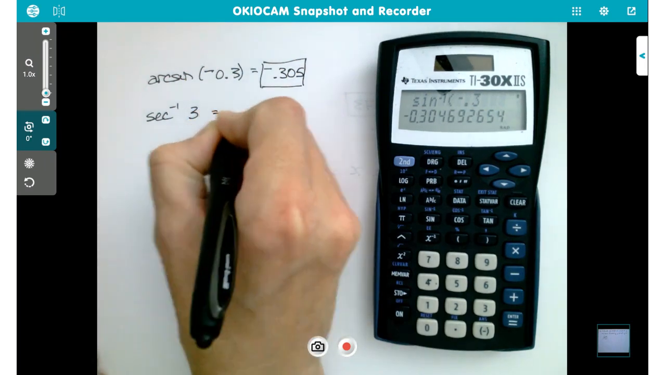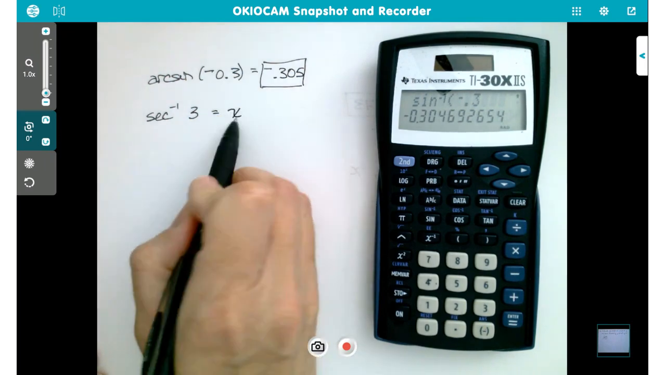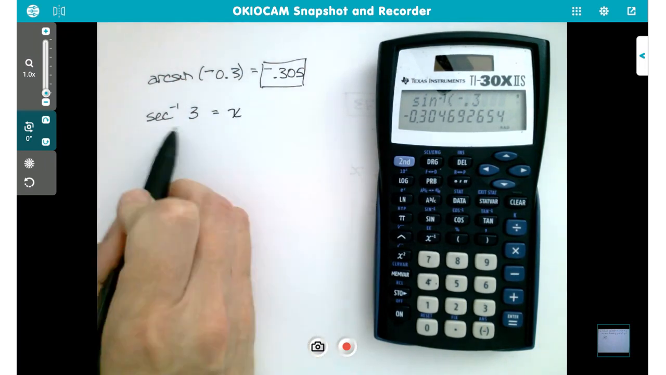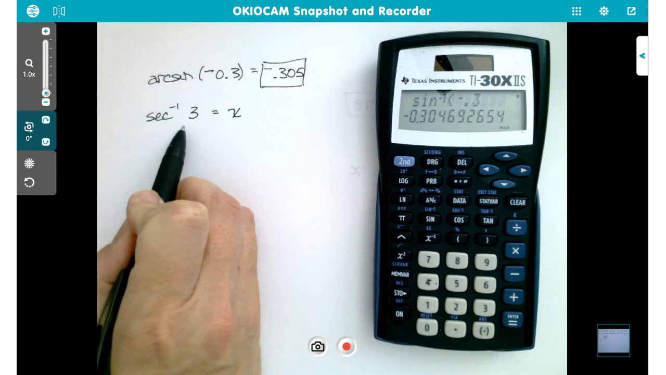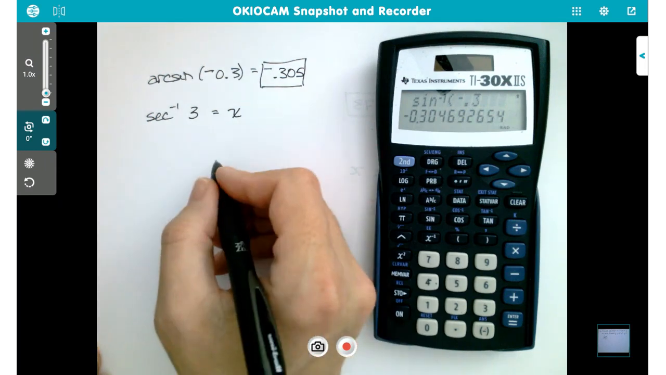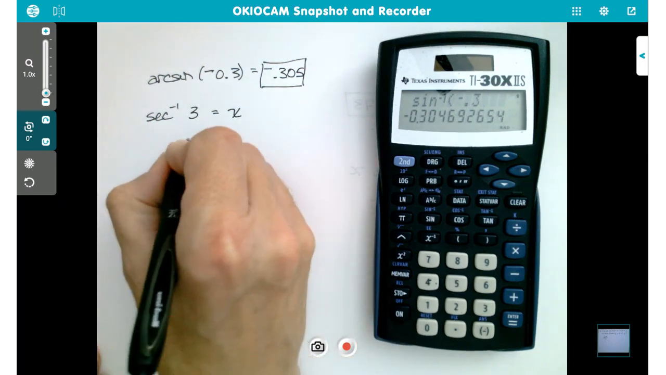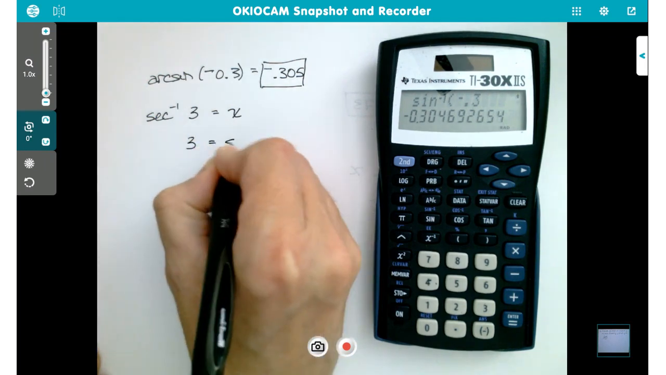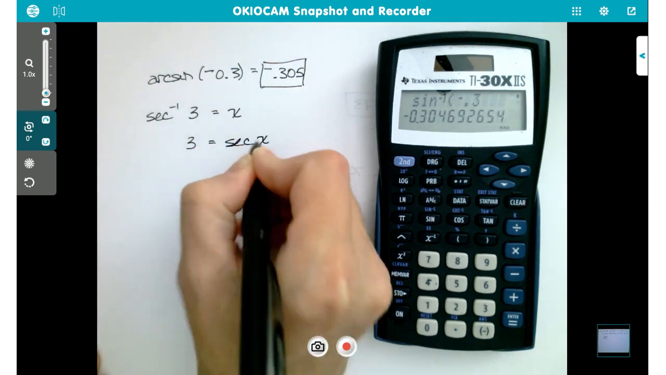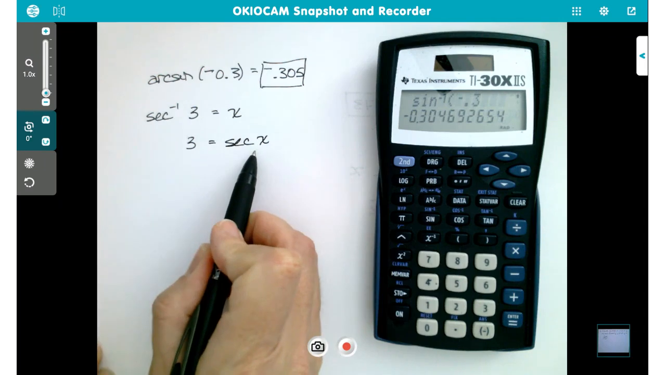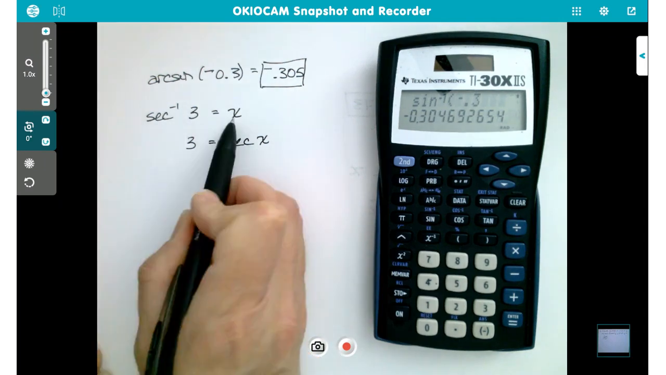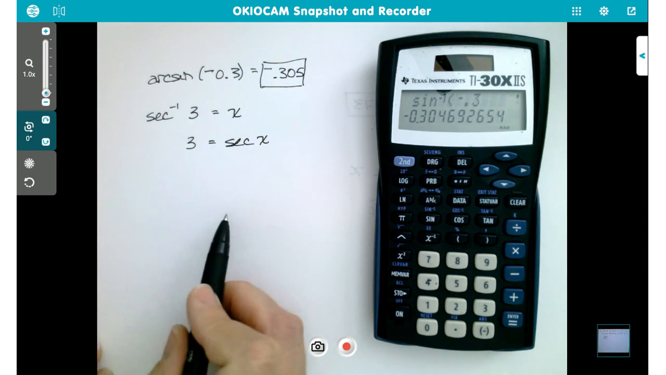The arcsecant of 3 means I'm looking for the angle whose secant value is 3. X is the angle whose secant value is 3. So I can write it like this. 3 is the secant value of what angle? Or you can think of applying the secant function to both sides of the equation.